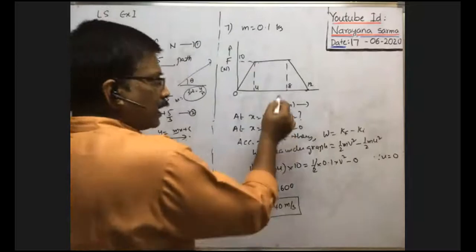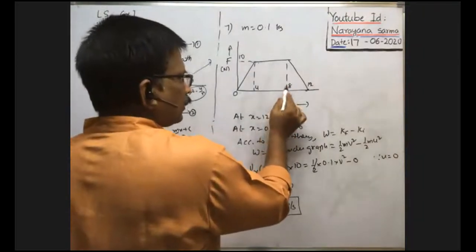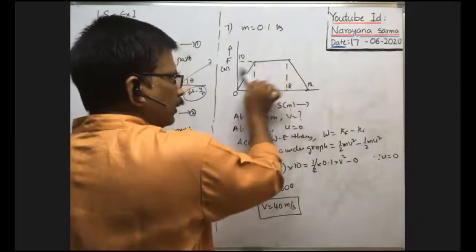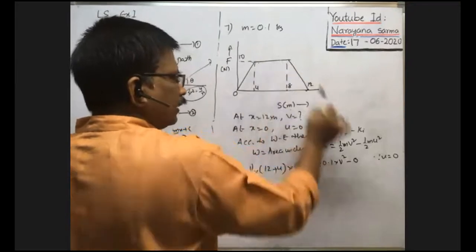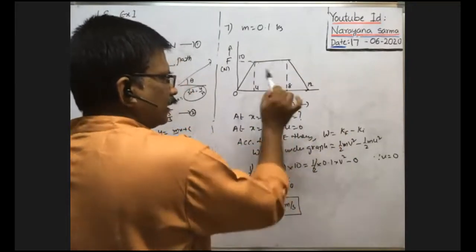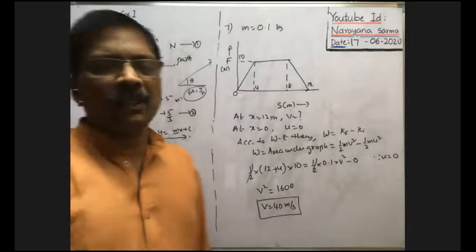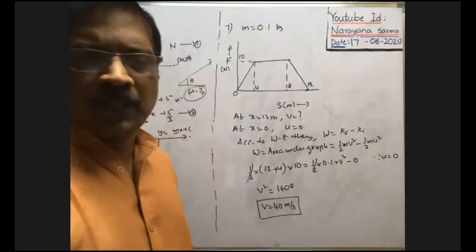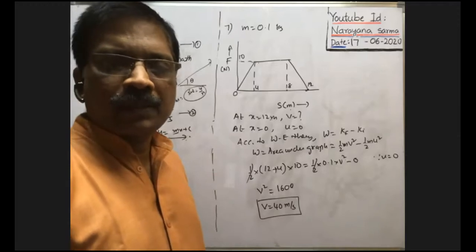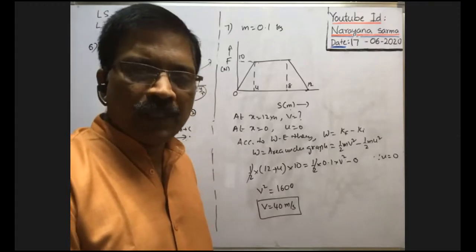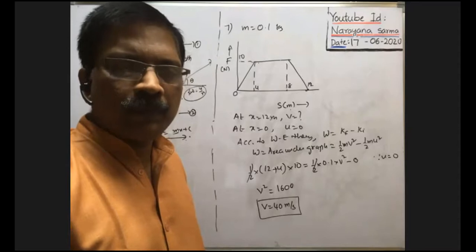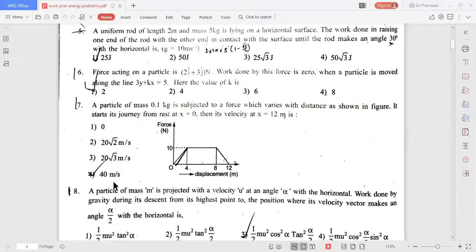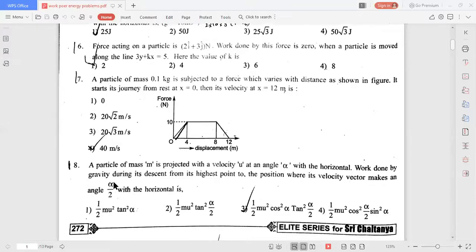Okay. If they ask the velocity of the body at 8 meter, means you have to find the area up to 8 meter only. This area only you find, and you calculate v. That is the velocity at this point. So at what position they asked the velocity, up to that only we have to find the area under the graph. Okay, I think you could understand this problem. Next, you see the next problem. You see the 8th problem. It was also a previously asked problem.